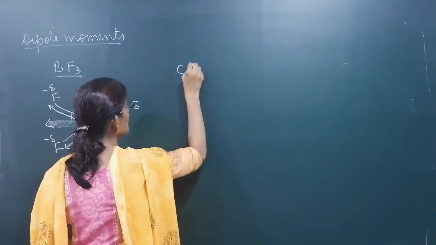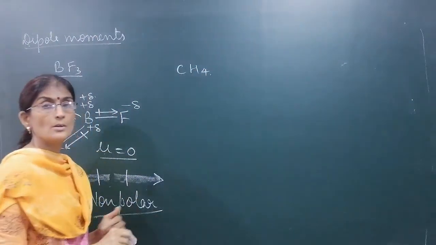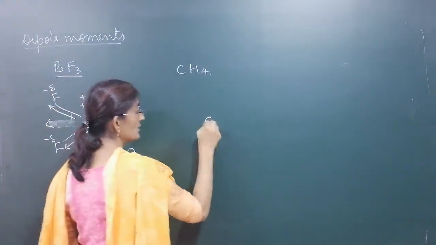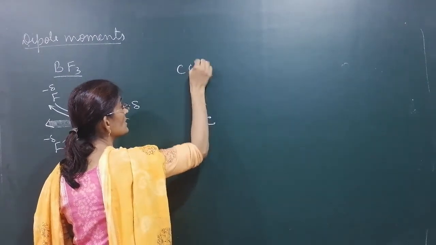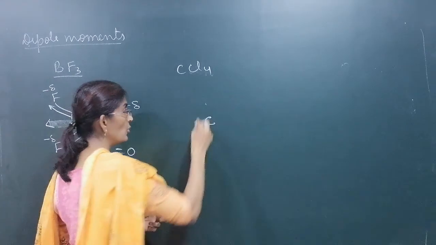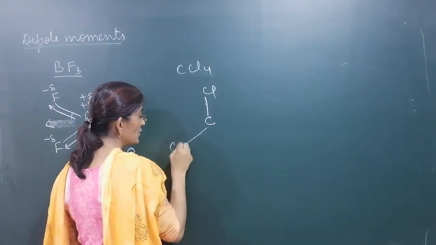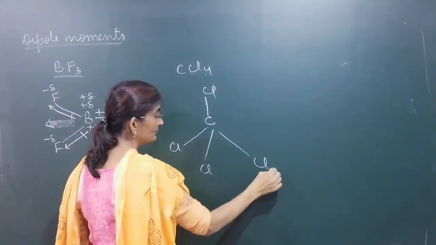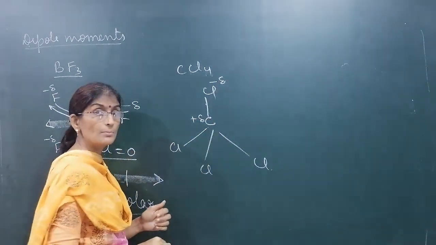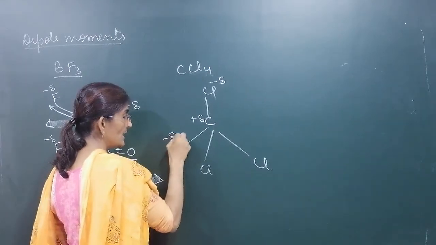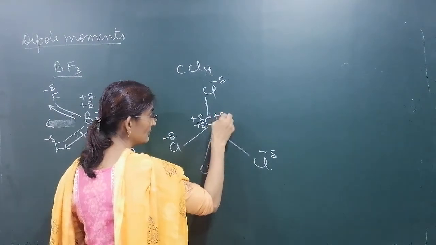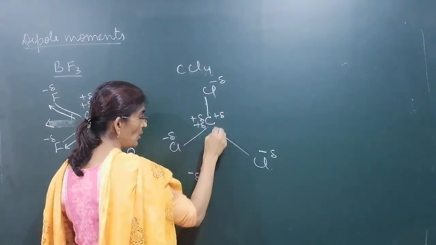We can also see CCl4. CCl4 is also non-polar. Why? Because of the shape of CCl4. The carbon chlorine bond is polar. Four bonds are there of carbon and chlorine. Shape is tetrahedral. Chlorine is more electronegative, so partial negative and partial positive charge is developed. Here also chlorine is more electronegative, so partial positive, partial negative charge is developed. All the four carbon chlorine bonds are polar.